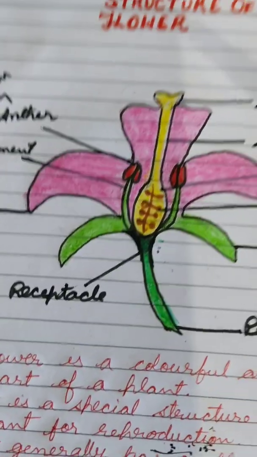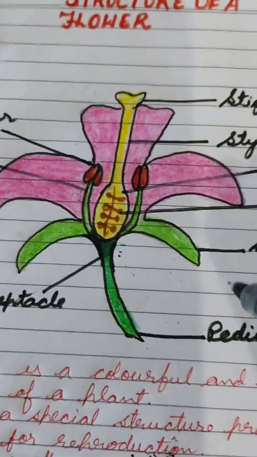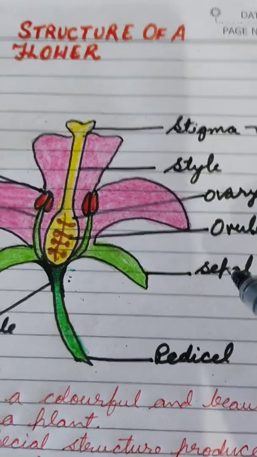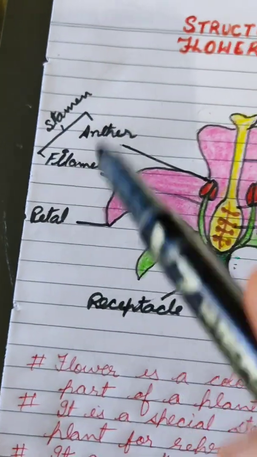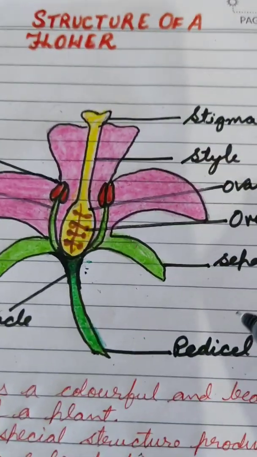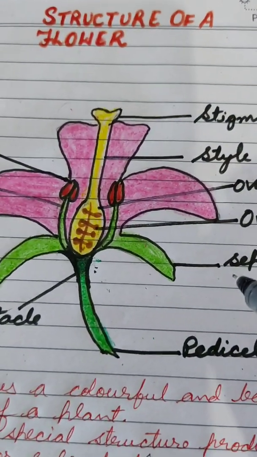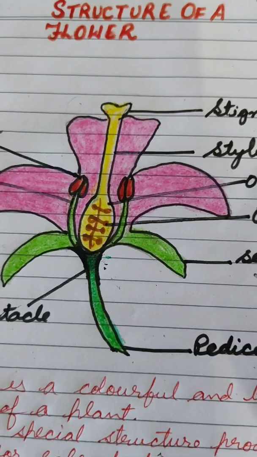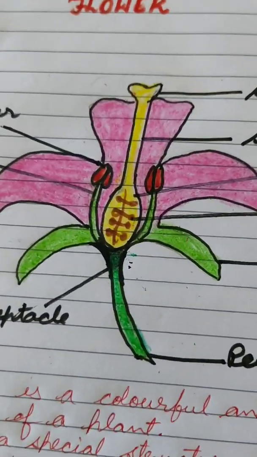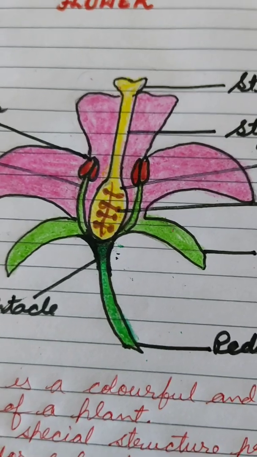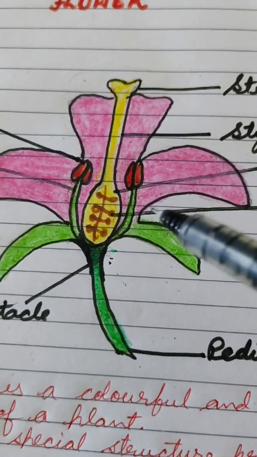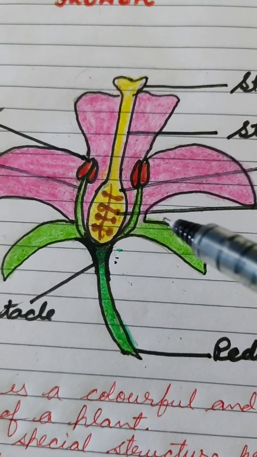And most flowers have 4 whorls or 4 sets. These whorls are the sepal, petal, stamen and pistil. Sepals are the outermost whorl of a flower. And what are these sepals? The small, green, leaf-shaped structures found on the outermost part of the flower are called the sepals.